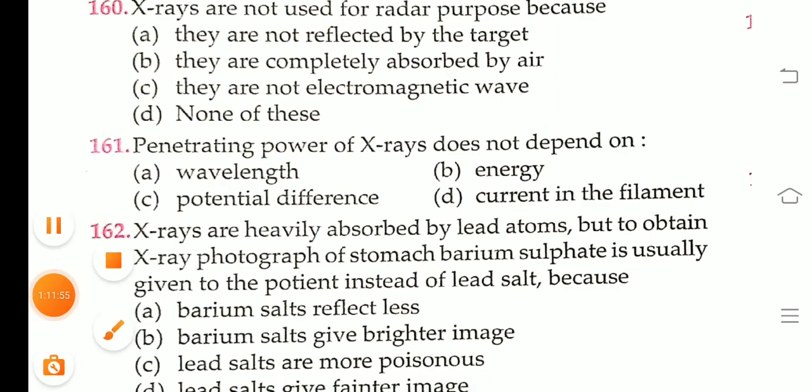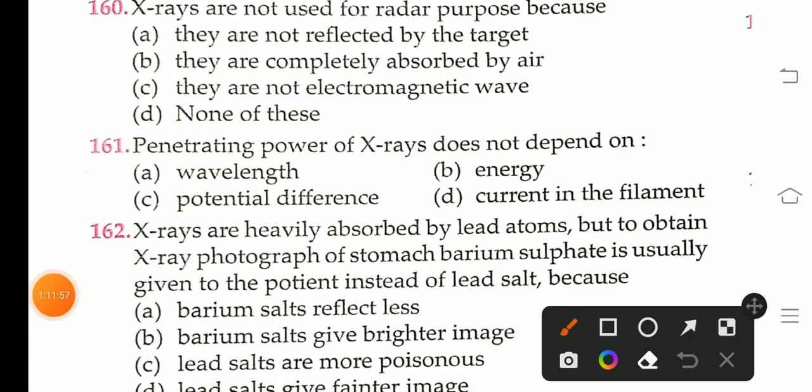Next, X-rays are not used for radar purpose because they are not reflected by the target. Right answer option A. Next, penetrating power of X-rays does not depend on right answer option D, current in the filament.